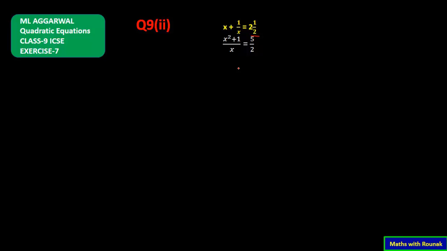Now for making this equation easier to solve, we can multiply by x on both sides. If we multiply x with LHS, we will get this expression, and now we can cancel out x from here. And if we multiply x with RHS, we will get this expression. After simplifying, we will get x square plus 1 is equal to 5x by 2. Now we can multiply by 2 on both sides to remove this 2 from the denominator.